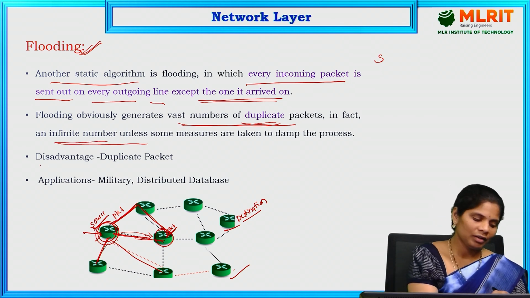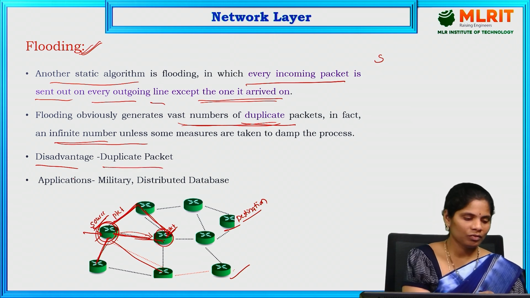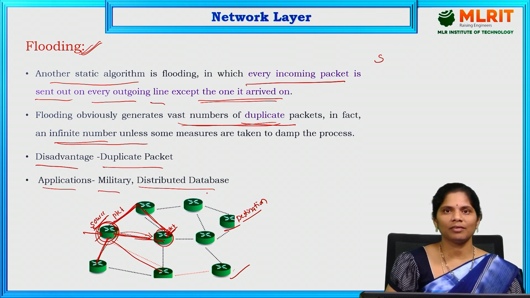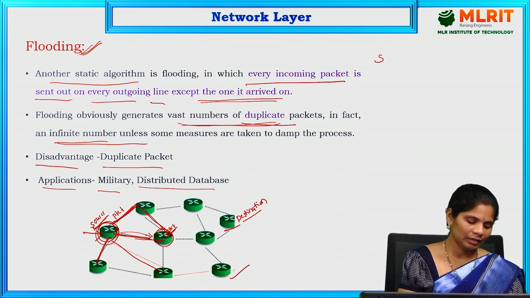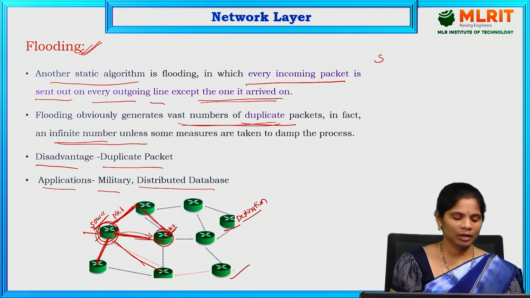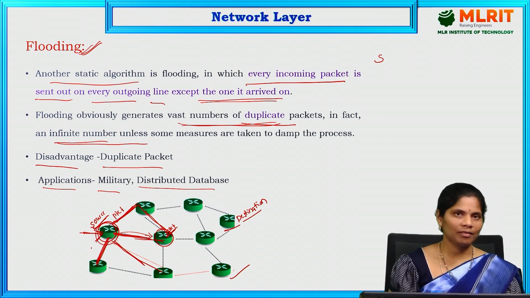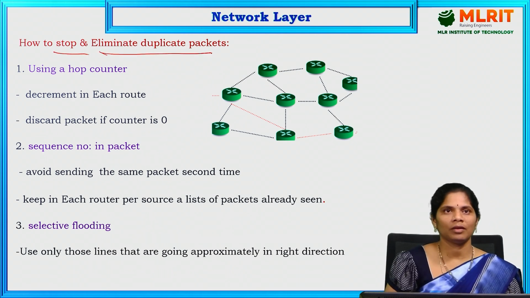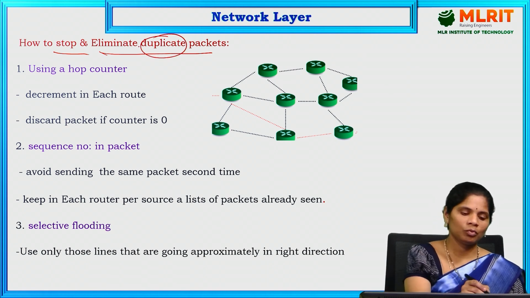The main disadvantage in this flooding is what? Duplicate packets. Where are we going to use this flooding concept? In military and distributed databases, we are going to use the flooding concept. The main thing is flooding means we are sending the data packets to all other nearest neighbors, except the one it arrived on. That is flooding. So how do we eliminate the duplicate packets? We said the main disadvantage is duplicate packets, right? How do we eliminate those duplicate packets?